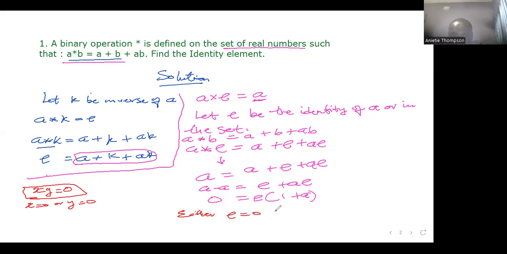E is equal to 0 or 1 plus A, that is inside the bracket, is equal to 0, which would define A to be equal to minus 1. So on this note, we have that the identity element E is equal to 0. Take note of that. I just want to believe that you understand that explanation.